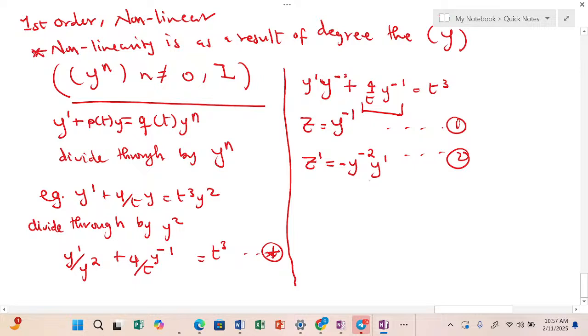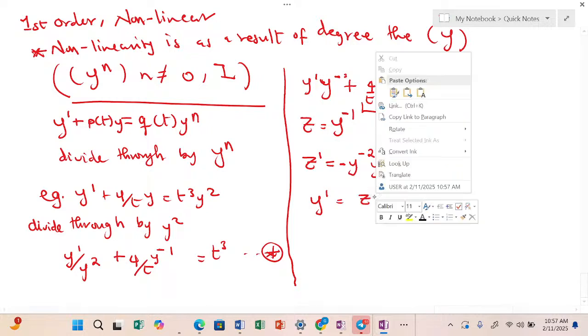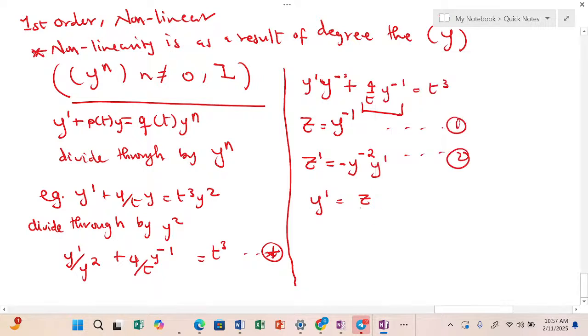And from here, we make y prime the subject. So y prime becomes z prime over negative y to the power negative 2. Let me call this equation 3. Wherever we see y prime, we can substitute it in our equation, and we should effect that substitution.